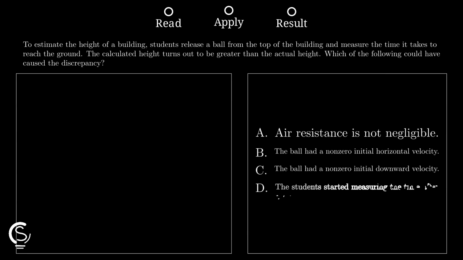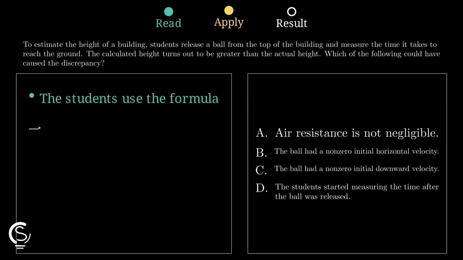Students calculate height from the drop time formula, where height depends on how long the ball falls. So a longer measured time produces a larger computed height. Watch that relationship carefully. So if the calculated height is greater than the real height, something must have made the ball take longer to reach the ground than the simple no air resistance model predicts.